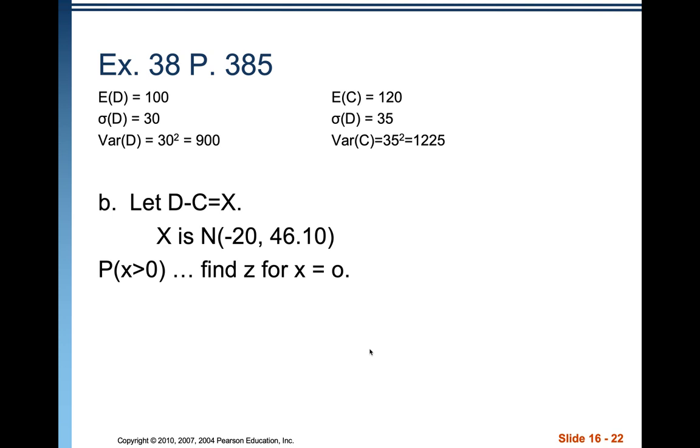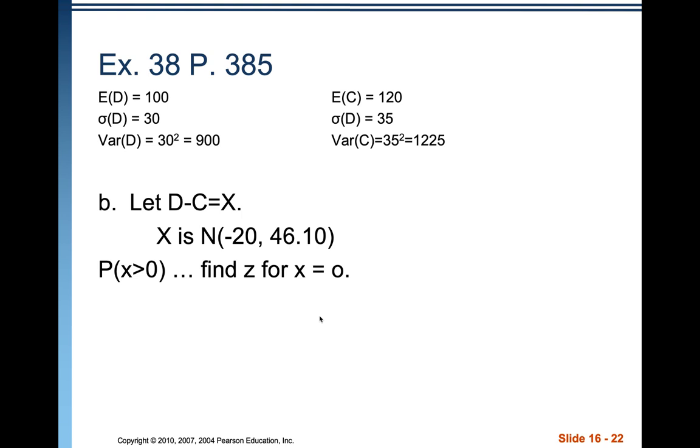Okay, so we're going to let D minus C, that combination of the 2 random variables, equal X. Since both D and C had a normal distribution, X does too. So X is normal with a mean of -20. We've just figured that out, and a standard deviation of 46.10. So we want to know the probability that X is greater than 0.